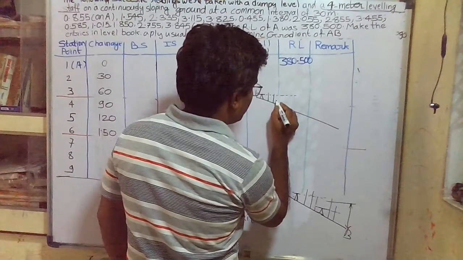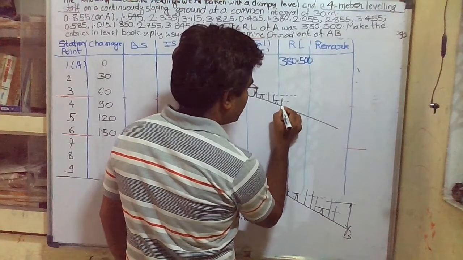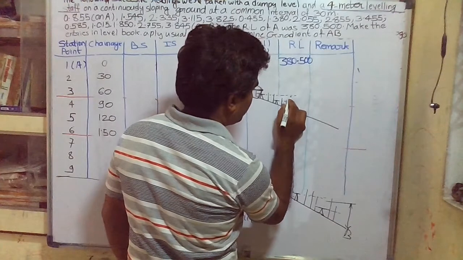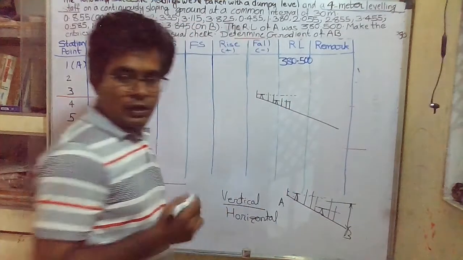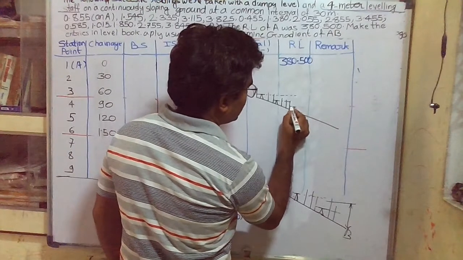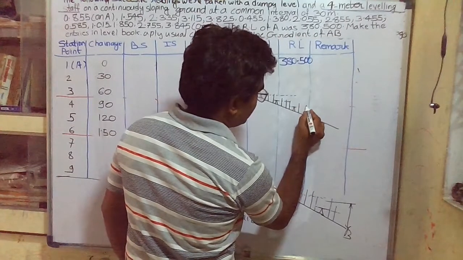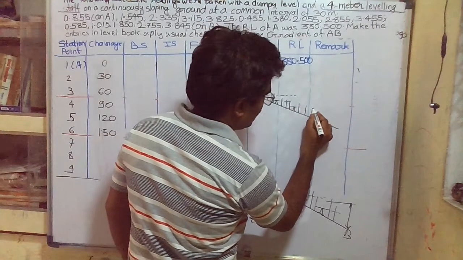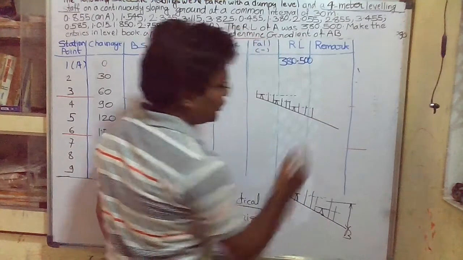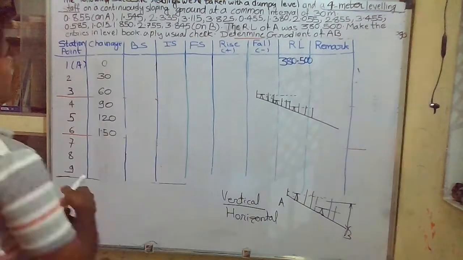Here we have shifted the instrument to the new location, so we have taken the first reading here. Then again we can start taking readings like that. After a certain point, the reading will again not come, so we have to shift our instrument to some new location and take a backsight reading. Then again as the ground goes down, our staff will also go down, and at some point we are unable to take reading. So let us write the readings.